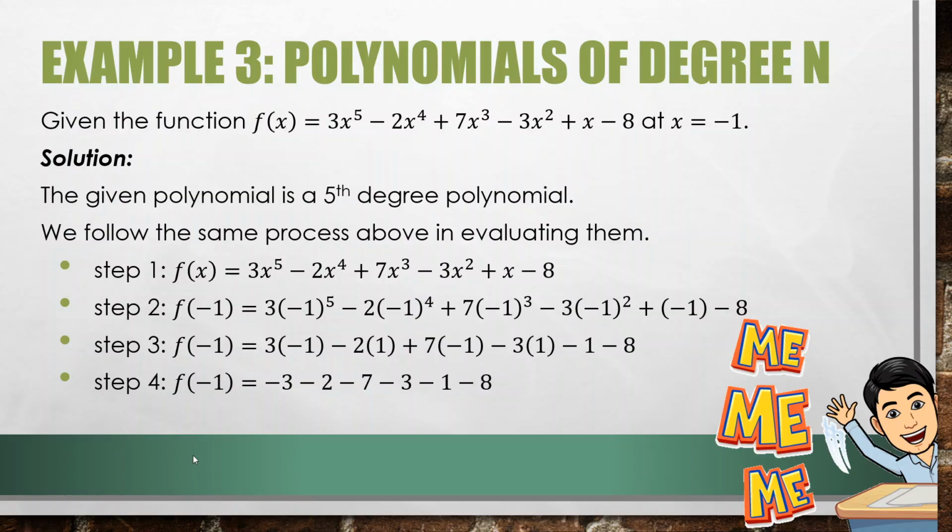So, mapapansin natin lahat ng ating symbols, sign na nakalagay dyan is puro minus or negative. So, ang gagawin lang natin, simplify ulit natin. So, add lang natin siya and then copy the common sign. So, we have negative 3 minus 2 minus 7 minus 3 minus 1 minus 8 is equals to negative 24. So, our final answer is f of negative 1 is equals to negative 24.